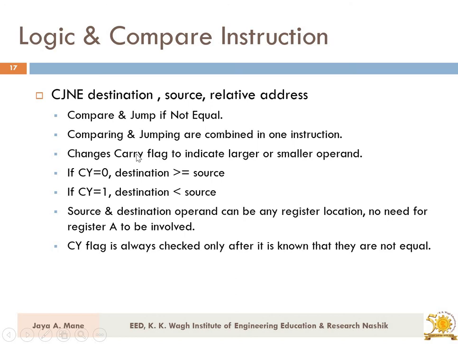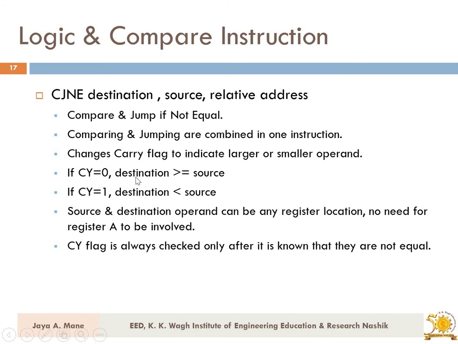Suppose a comparison is made and it is found that these two numbers are not equal, and it has jumped to the relative address. So it is clear that these two numbers are not equal, but one number would be greater and the other less. So which one is greater, how will we get to know? For that we'll have to monitor the carry flag.